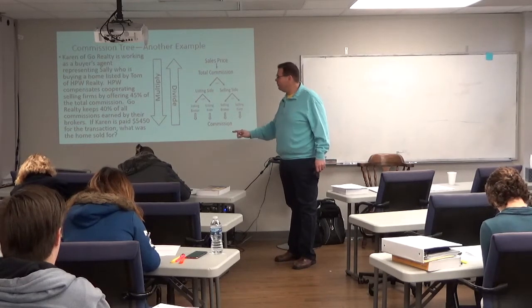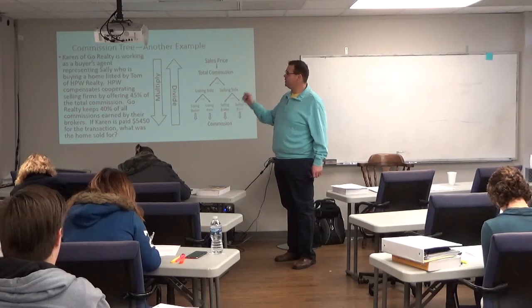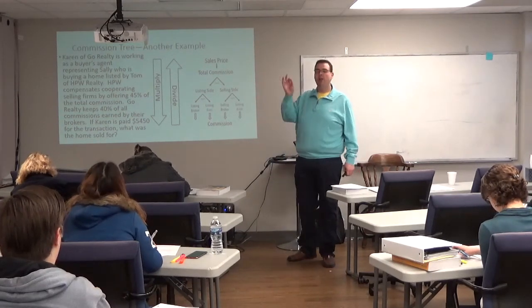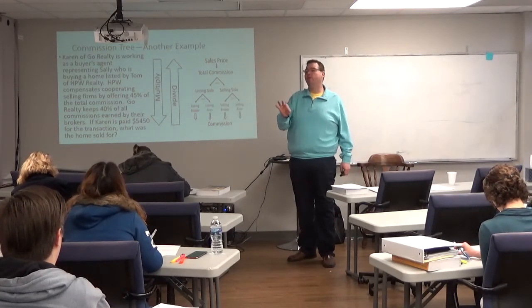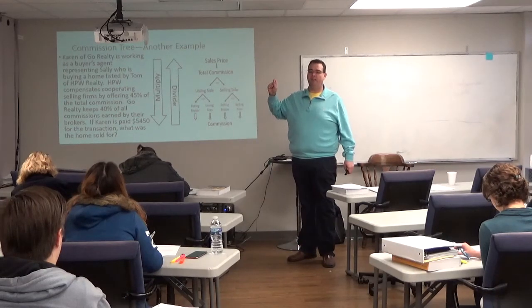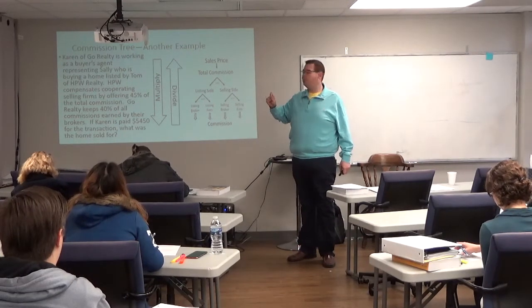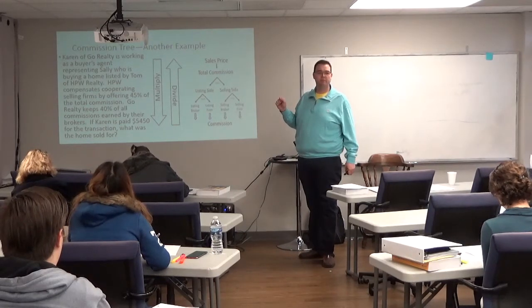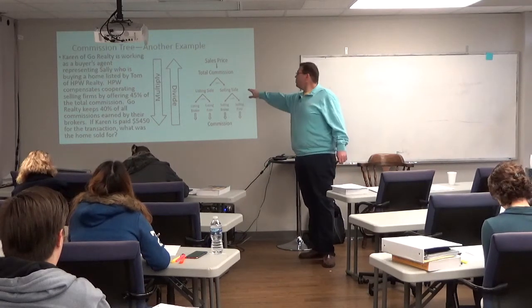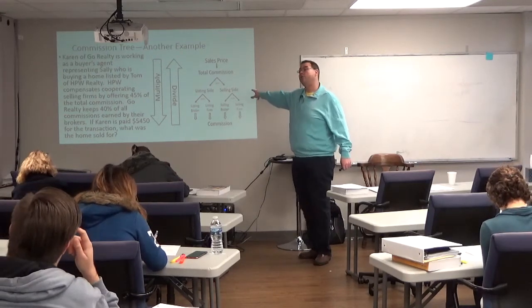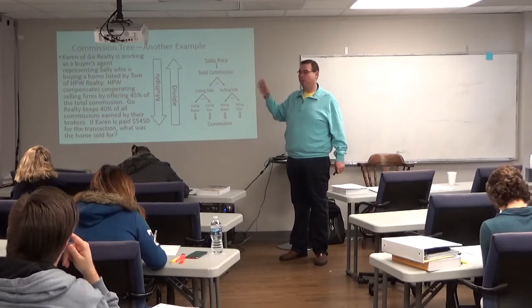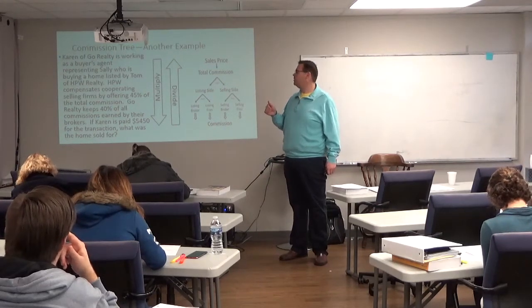HPW cooperates by compensating firms 45% of the total commission. So is HPW keeping the 45, or are they giving the 45 to the other side? They're giving it to the other side. So which side, listing or selling, are we going to put the 45% on? The selling side. So 45% goes over here on the selling side, which means what goes on the listing side? 55%. Go ahead and fill those numbers in now that you have them.